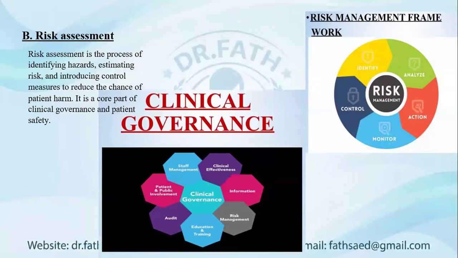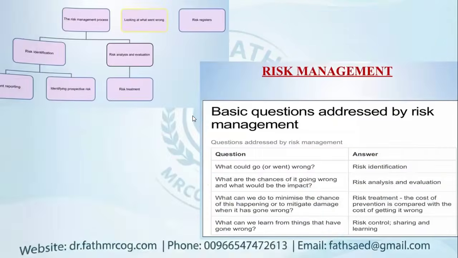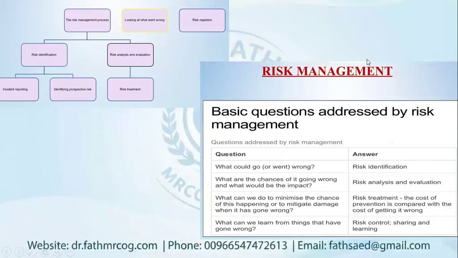From clinical governance, risk assessment is the process of identifying hazards, estimating the risk, and introducing control measures to reduce the chance of patient harm. We have clinical governance, with clinical effectiveness, information, and risk management as important components. Here we have risk management: you identify, analyze, act, monitor and control. If you have a risk, you have a problem, and this is the basic question addressed by risk management.